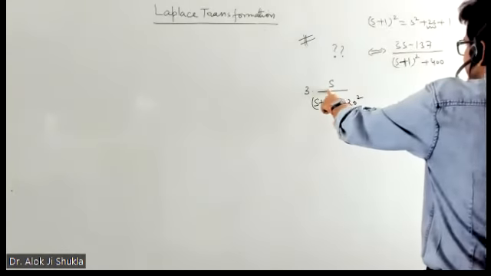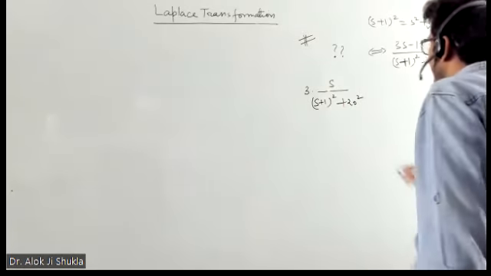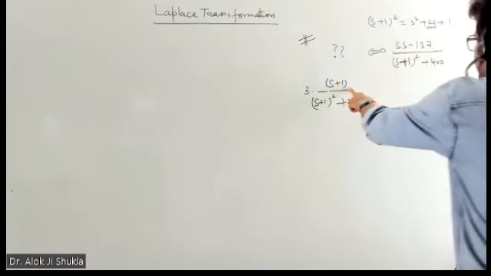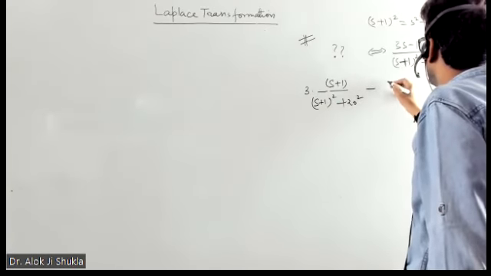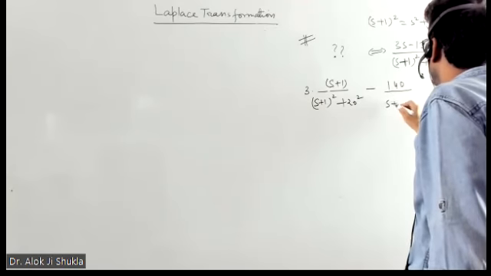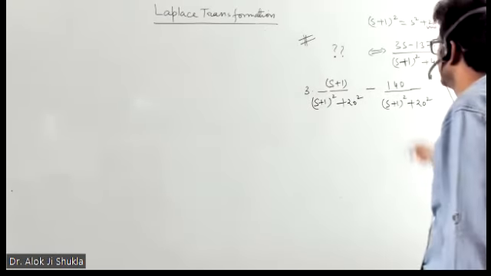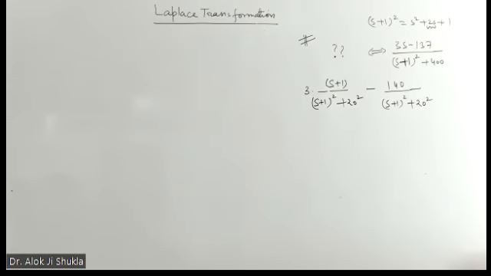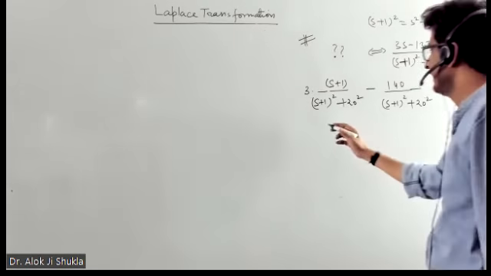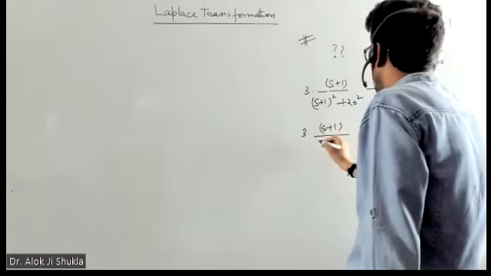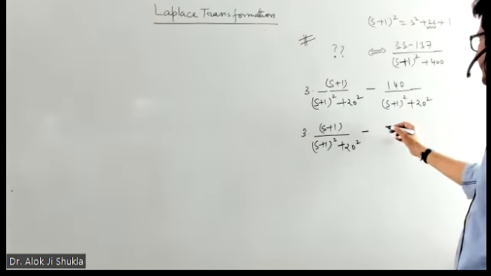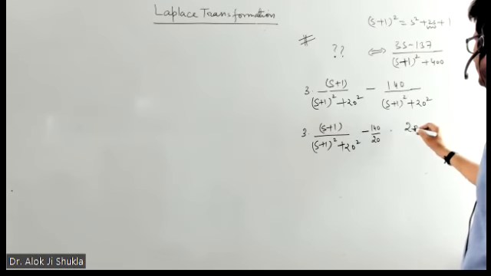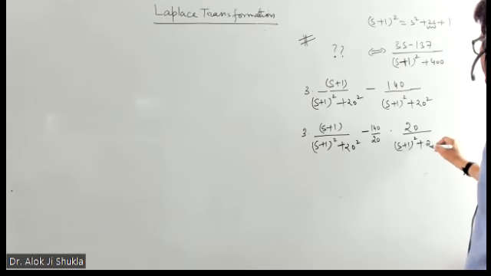So I am getting 3s, and by shifting I will write here plus 1. So I am getting 3 here. Yes sir. 3 extra, right? Yes sir. So I will write minus 140 upon s plus 1 whole square plus 20 square. See, everything should be equal to this. Is it coming? Yes sir. And then I will write 3 into s plus 1 over s plus 1 whole square plus 20 square minus, look here, a 20 should come on top, so I will write 140/20 into 20 over s plus 1 whole square plus 20 square.